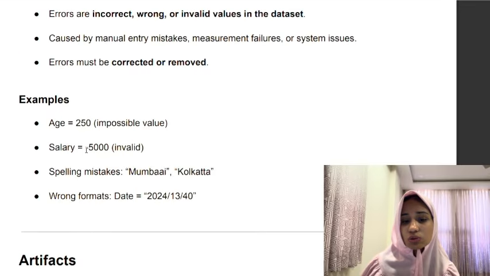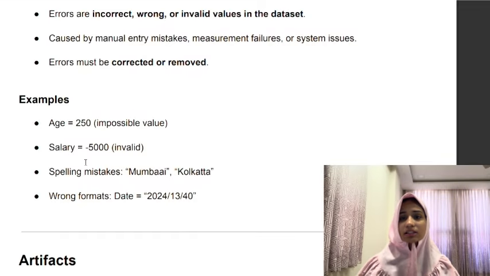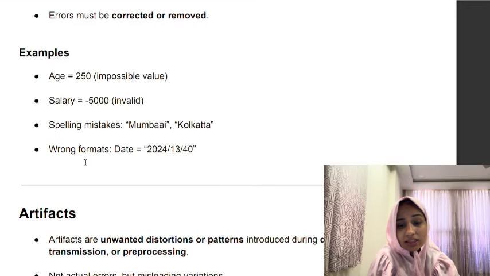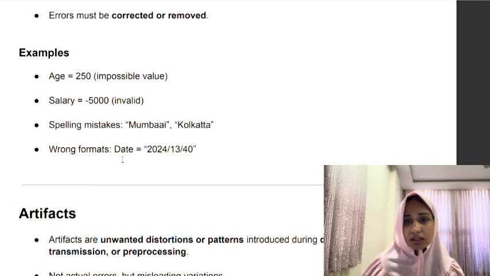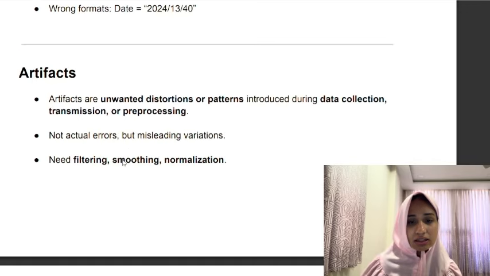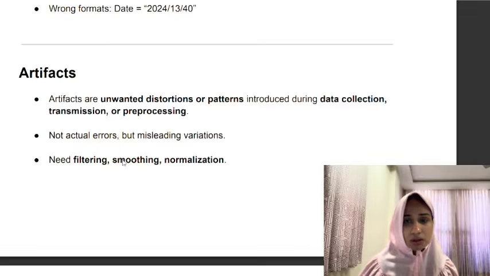Example: age is 250, which is an impossible value. Salary minus 5000, again it is invalid. And spelling mistakes, like Mumbai where we have added 2 A's, Kolkata with 2 T's. So these are spelling mistakes, and wrong formats, like date, where the format should be the same. These are the errors which we make in making entries in a table or in a data set.